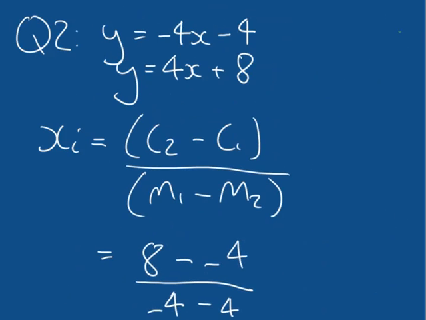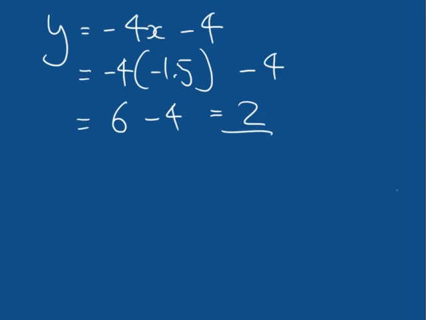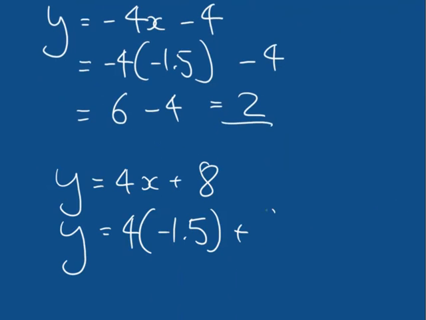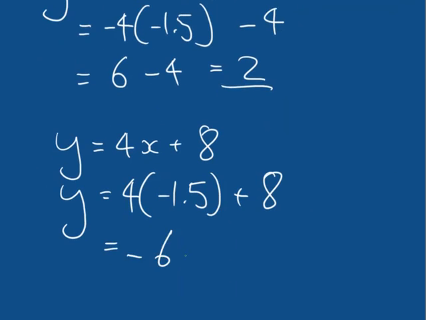Let's check that with our second equation. y is equal to 4x plus 8. If we use our x intersection point coordinate, we're going to get y is equal to 4 times minus 1.5 plus 8. 4 times minus 1.5 is going to be negative 6 plus 8, which again is equal to 2. So that is indeed the correct answer.